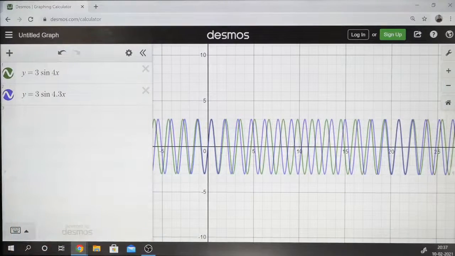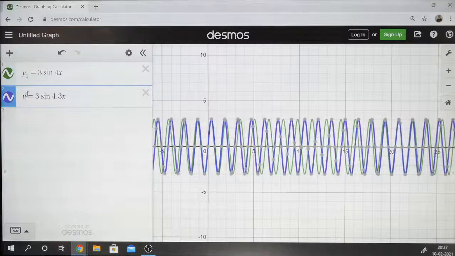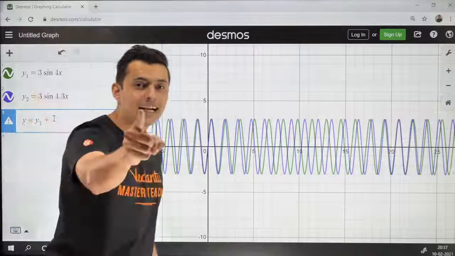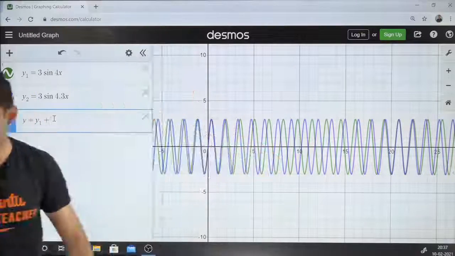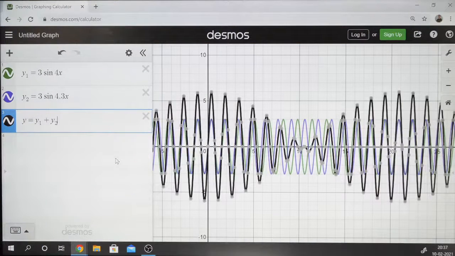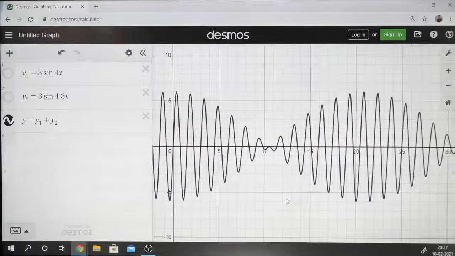Now let's add both of them and see what exactly happens. So this is y1 and let's say this is y2, and are you guys now ready to see y equal to y1 plus y2? Get ready for this, guys. This is going to blow your minds now. Let's see this. y1 plus y2, and there we go. And let's remove the other graphs. Beautiful graph. Look at that.